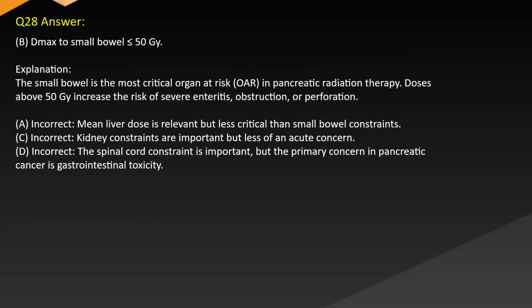Answer: B. Dmax to small bowel equals 50 Gy. Explanation: the small bowel is the most critical organ at risk in pancreatic radiation therapy. Doses above 50 Gy increase the risk of severe enteritis, obstruction, or perforation. A. Incorrect. Mean liver dose is relevant but less critical than small bowel constraints. C. Incorrect. Kidney constraints are important but less of an acute concern. D. Incorrect. The spinal cord constraint is important, but the primary concern in pancreatic cancer is gastrointestinal toxicity.